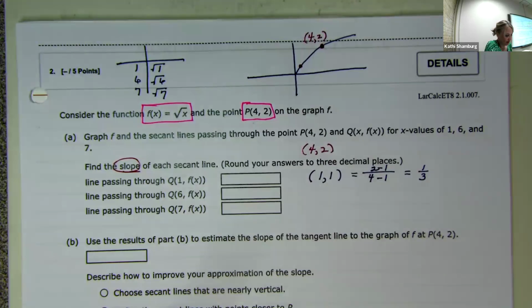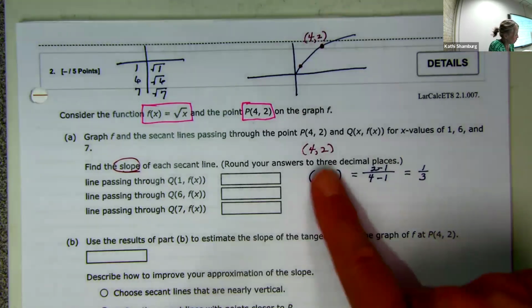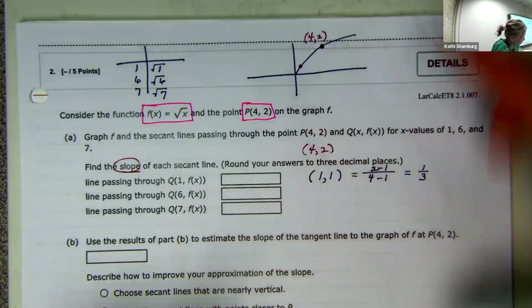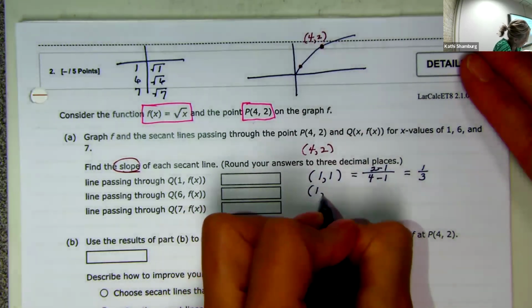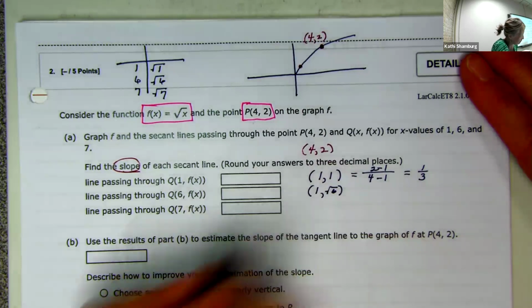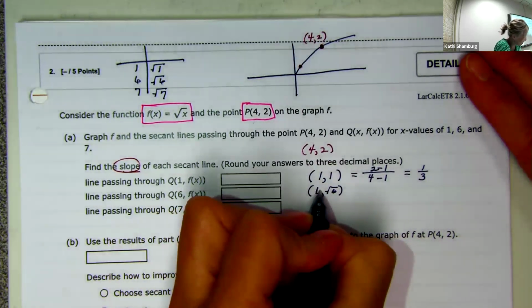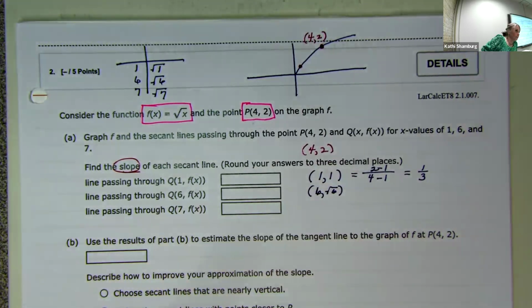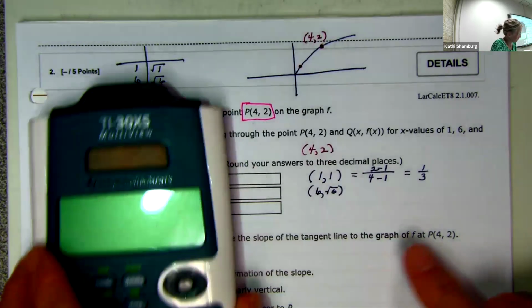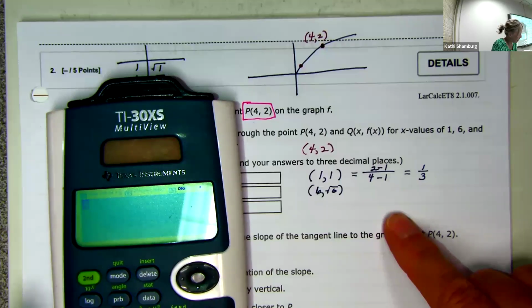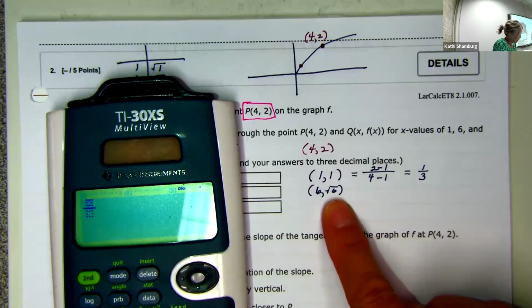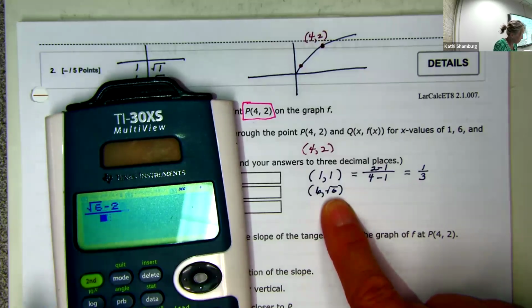Okay. So then of course here you'd still use 4, 2, and then we would use 6, the square root of 6. What does that look like? So what would that be? I would do the square root of 6 minus 2 over 6 minus 4.